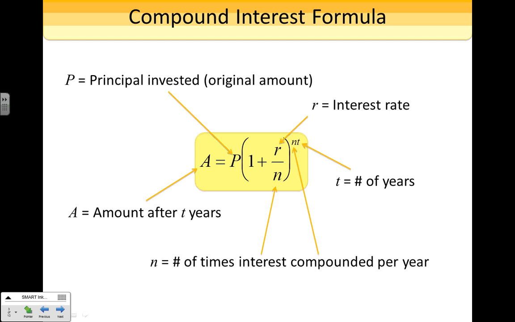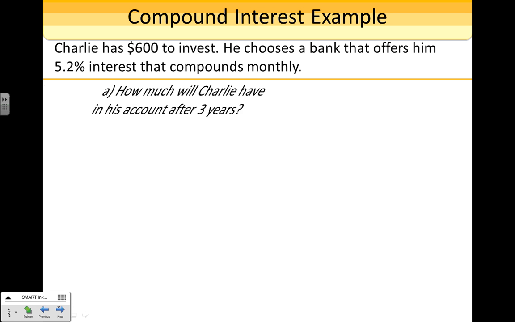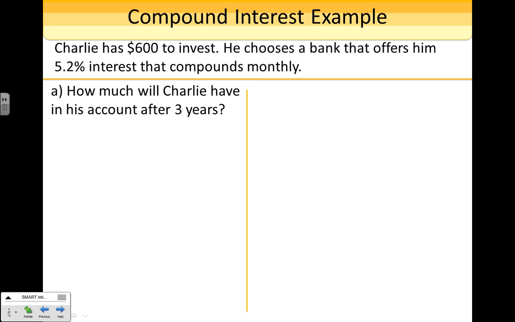The T then is however many years that you do this. Okay. All right, so let's do an example. Charlie has $600 that he wants to invest. He chooses a bank that offers him 5.2% interest that compounds monthly. So once every month, we're calculating your interest based on that new amount of money that you have. So how much will Charlie have in his account after 3 years?